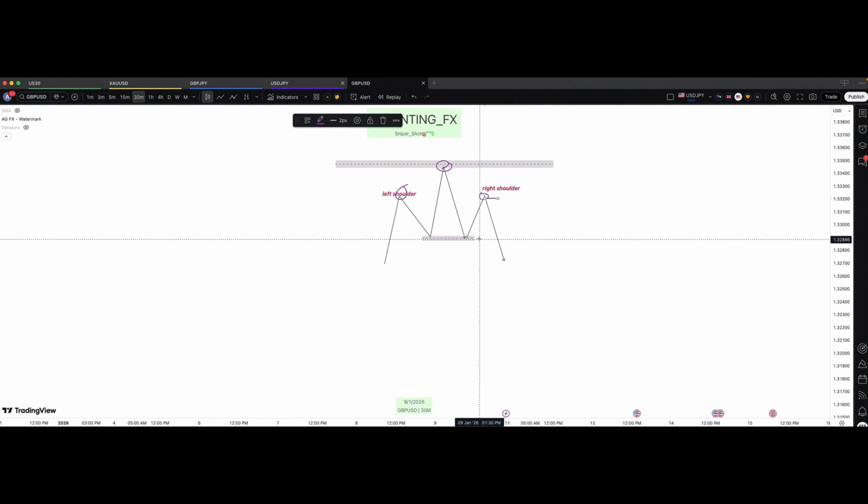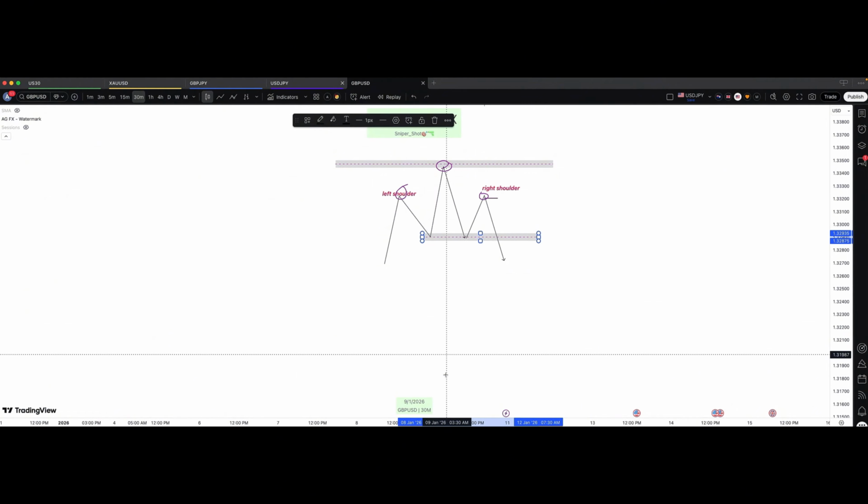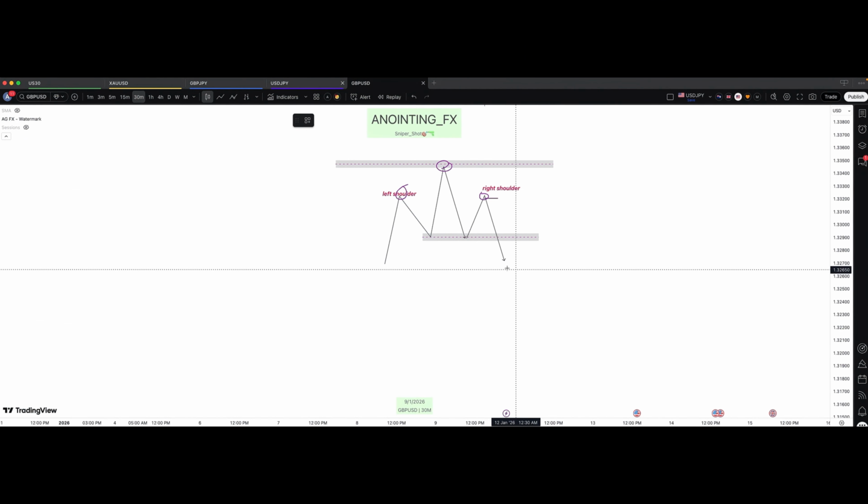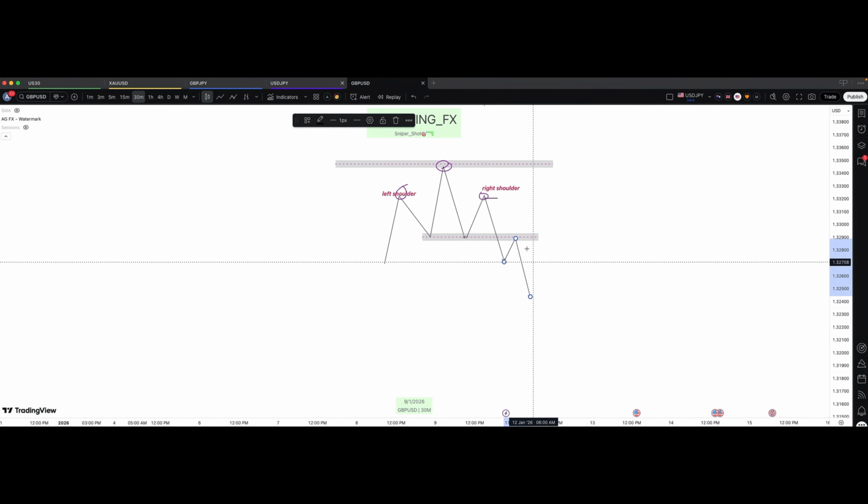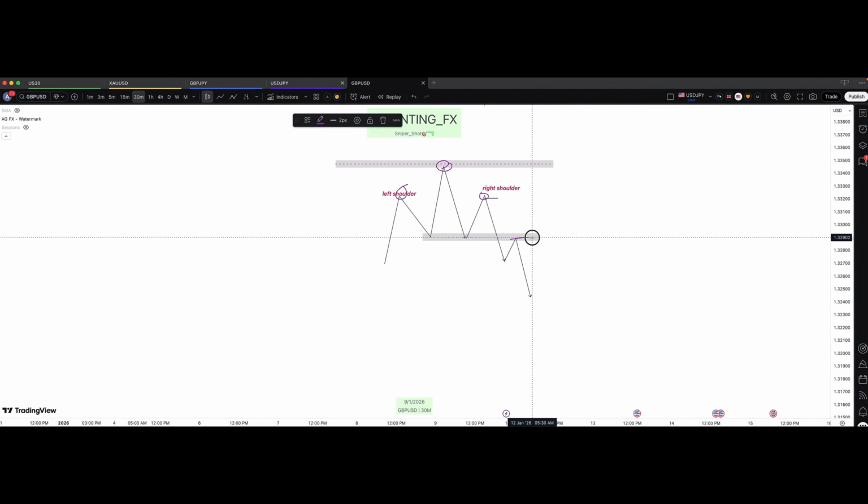And then the same scenario goes again. Wait for price to break the neckline. If price breaks the neckline, then you can wait for a retest to the neckline, and then you can sell again, giving you three entries: the head, the shoulder, and then the neckline.